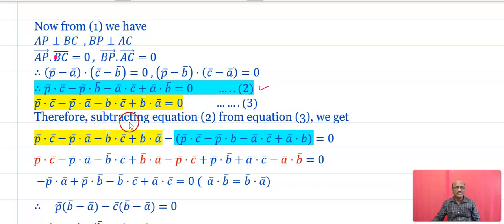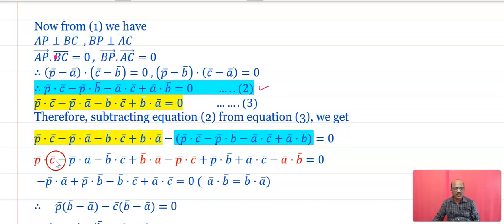Now, subtracting the second from the third: p bar dot c bar minus p bar dot a bar minus b bar dot c bar plus b bar dot a bar, minus in bracket the second, that is p bar dot c bar minus p bar dot b bar minus a bar dot c bar plus a bar dot b bar, bracket complete, equals 0. Now open this bracket.